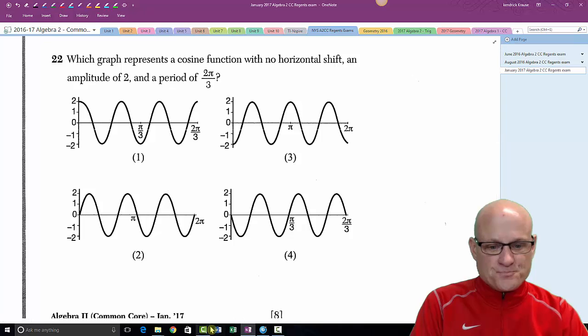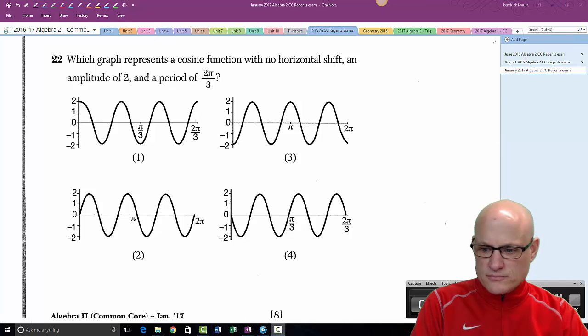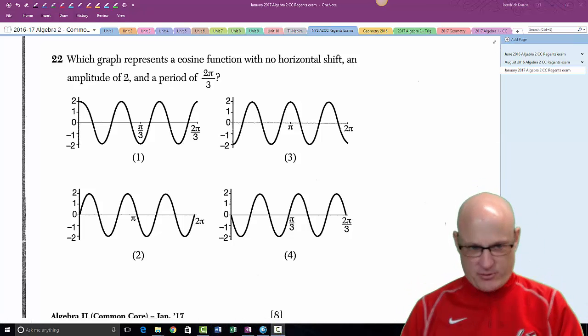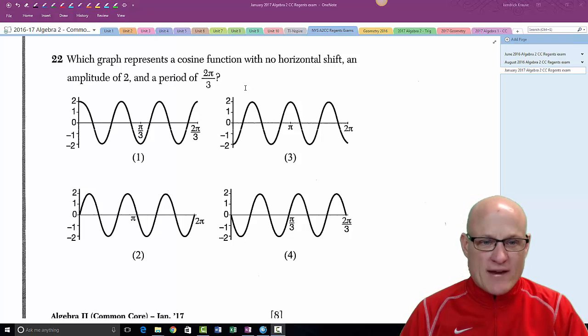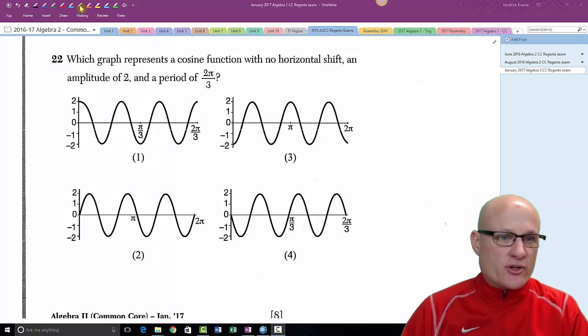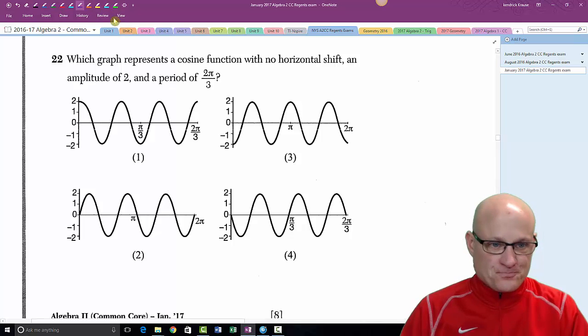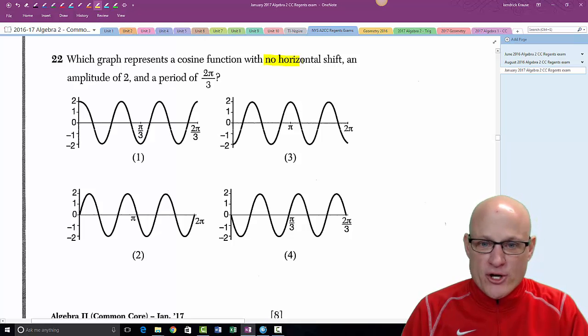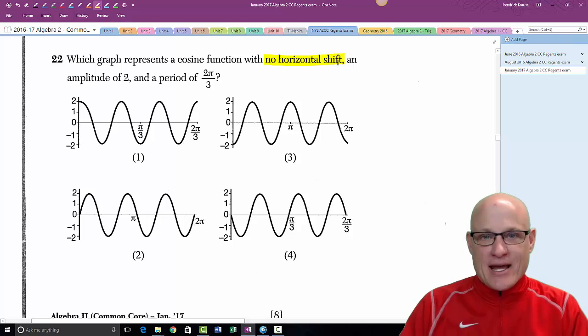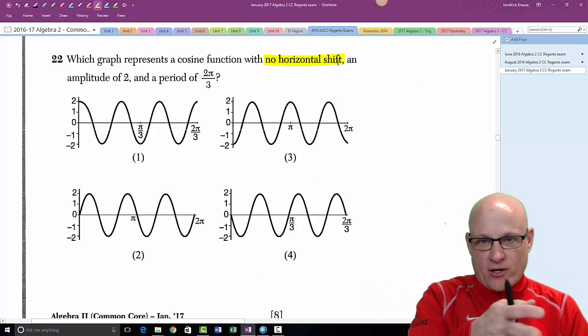All right. All right, kids, we only got 3 left. Which graph represents a cosine curve? So this is important. No horizontal shift. That means it's not sliding left or right at all.